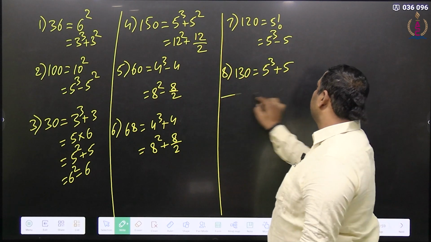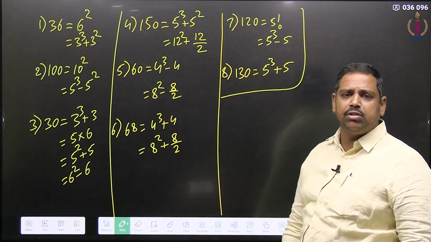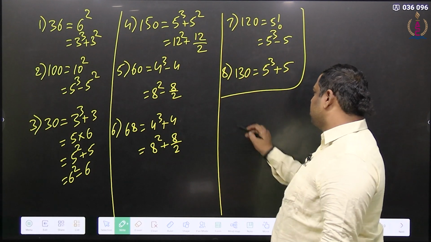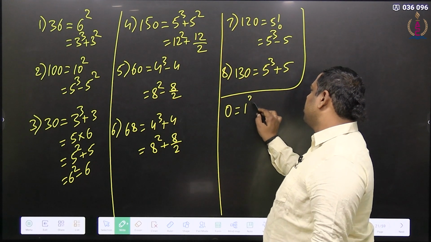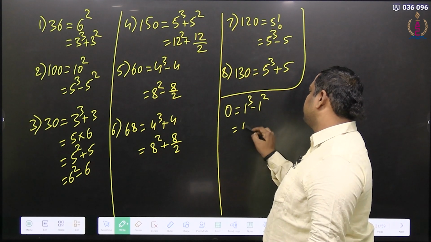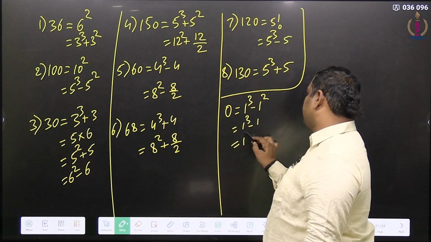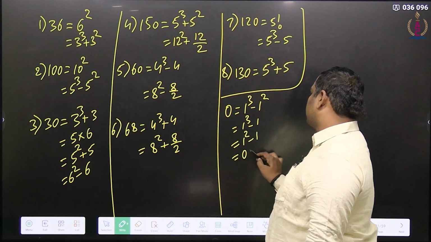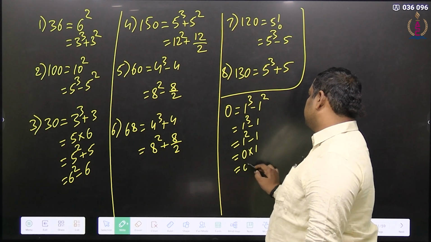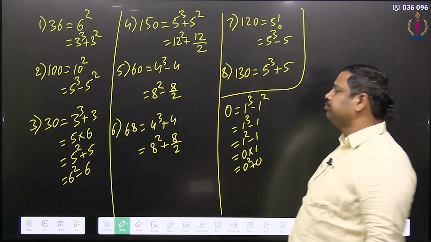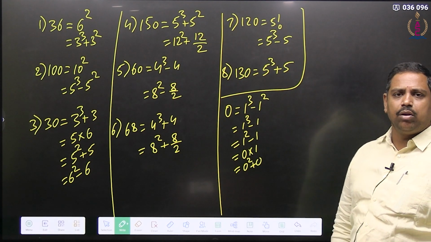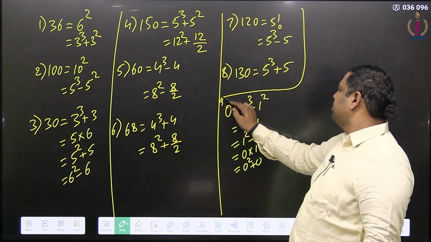These are main leading rules. We have some supporting rules also. Let's go with the supporting rules. 0 is a supporting rule. 1 cube minus 1 square, 1 cube minus 1, 1 square minus 1, product of 2 consecutive natural numbers, 0 square plus 0. Am I right or wrong? Okay. Next one.